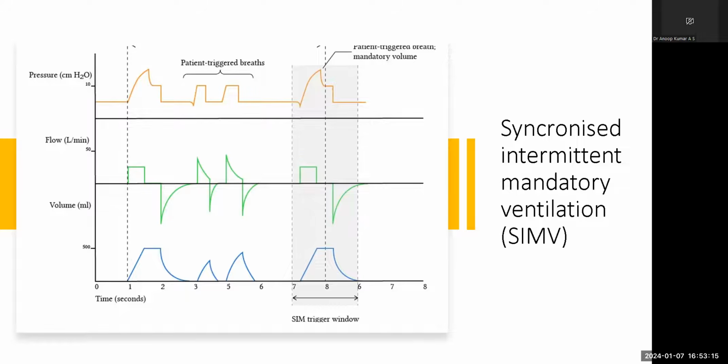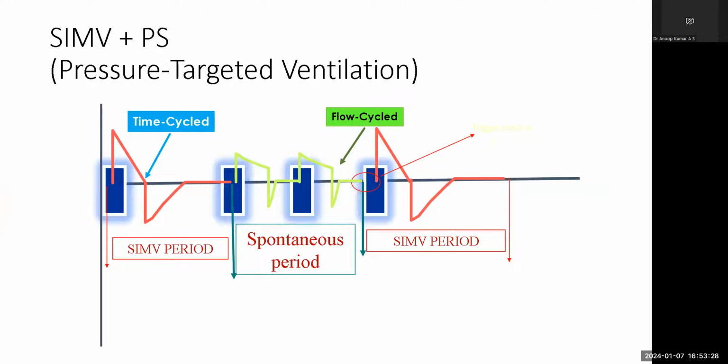So, for whatever concept the SIMV was introduced, that is giving muscle rest in between, that was not satisfied by the SIMV mode. That is why nowadays we are not at all using this SIMV mode. Now, SIMV with pressure support. I've already told this is the SIMV period, and in between we have the spontaneous period. So here the spontaneous period is a flow cycled respiration. The other one is a time cycle.